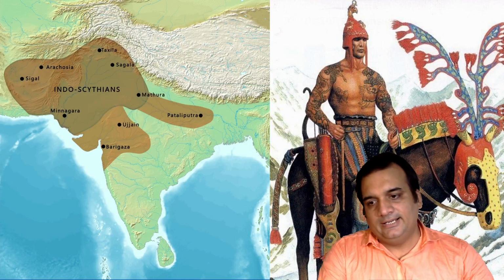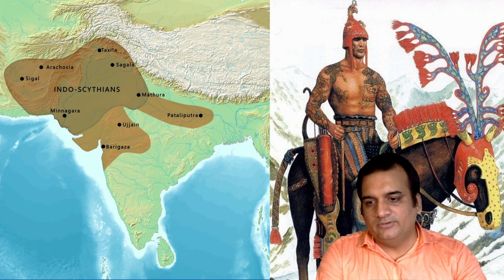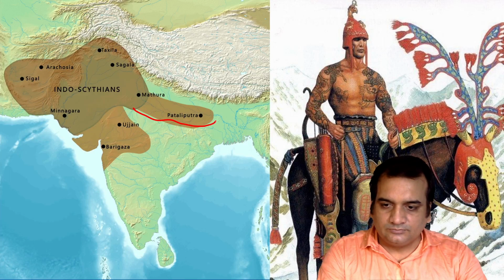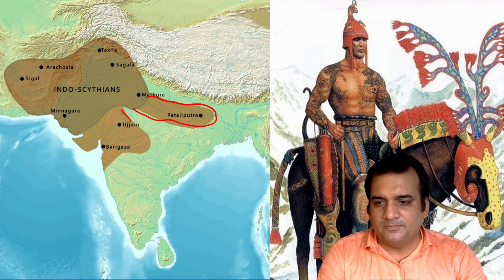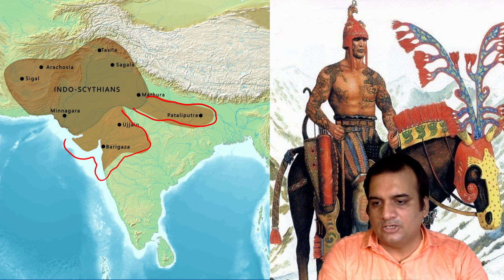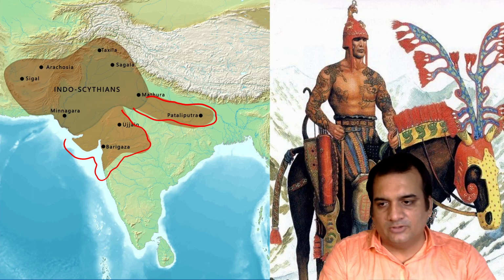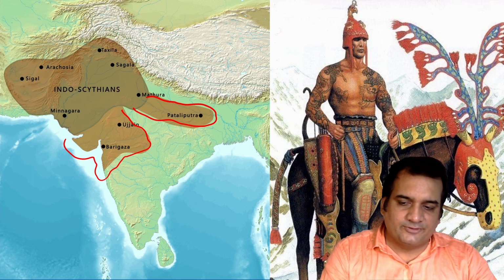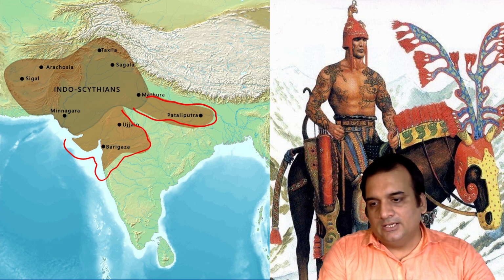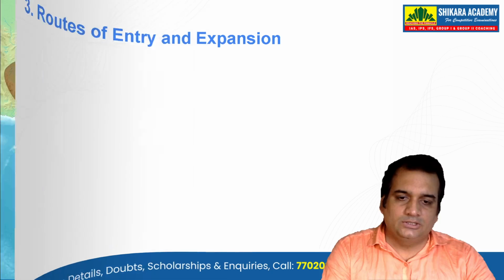In India, you can see very nicely the parts along Mathura and Patliputra, then the parts along Ujjain and Barygaza, and above that the northwestern part of India, from Afghanistan till Punjab and Sindh and all the other parts.